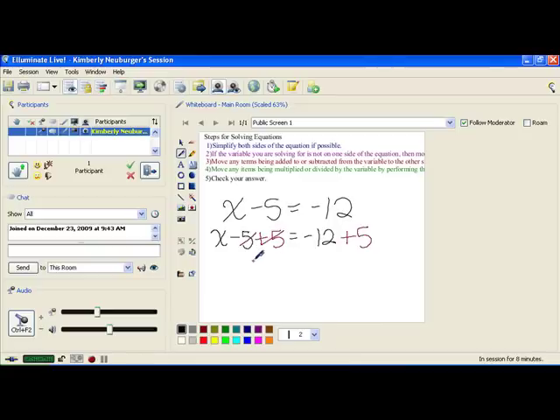And what's left in our equation is x equals, and then over here you need to combine negative 12 and 5, and negative 12 plus 5 is negative 7. So that was step 3.